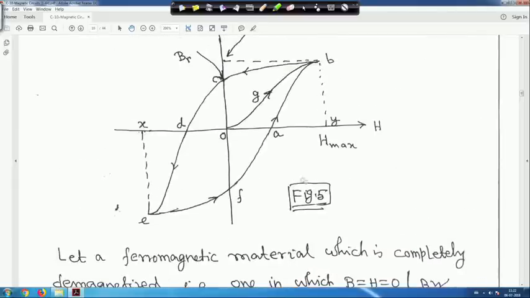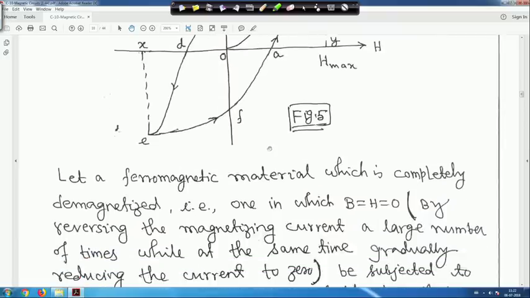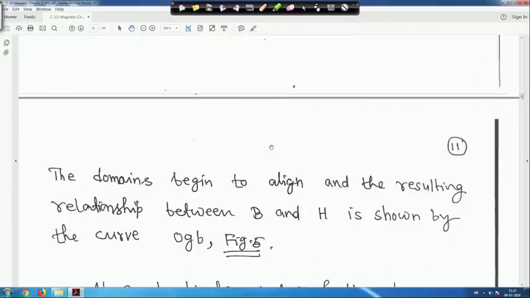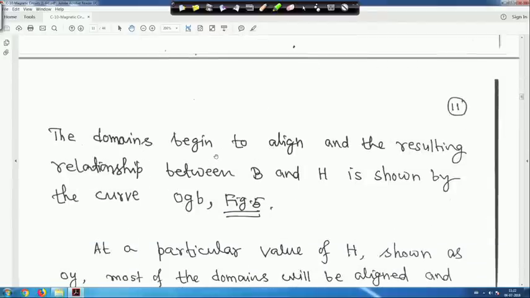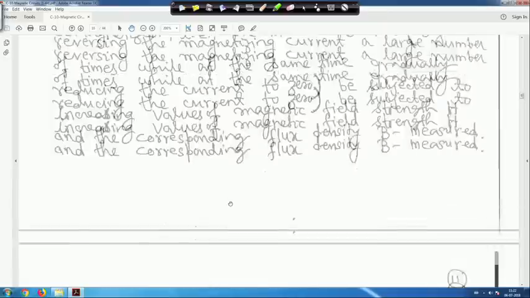So, that means you are increasing the H value now, starting from the origin, 0, because we have totally demagnetized the ferromagnetic material. Now, we are increasing H, that means we are increasing the current I, right. So, as we go on increasing the current, the domains actually begin to align and the resulting relationship between B and H is shown by the curve OGB, right.